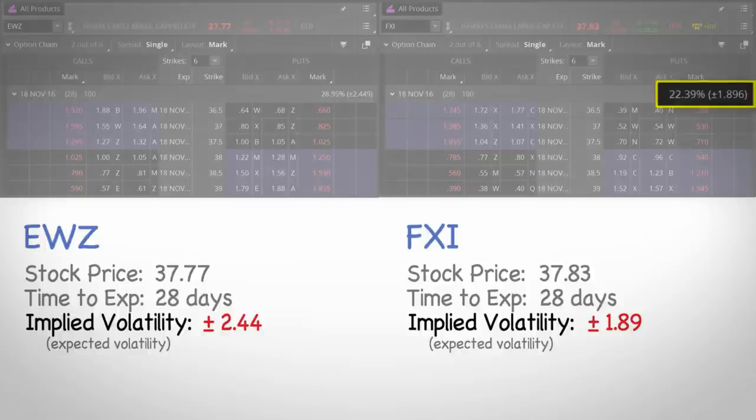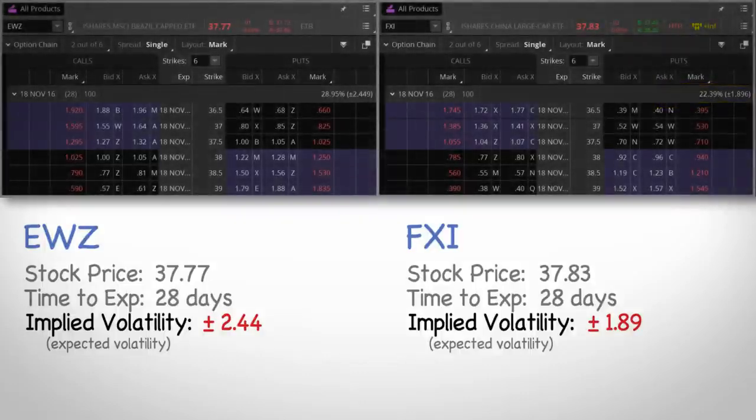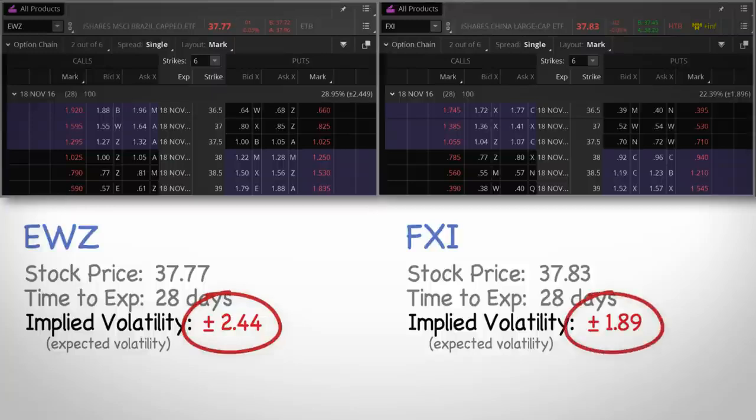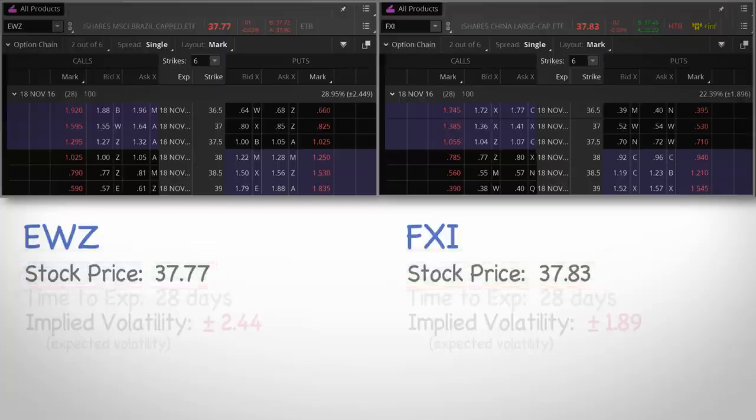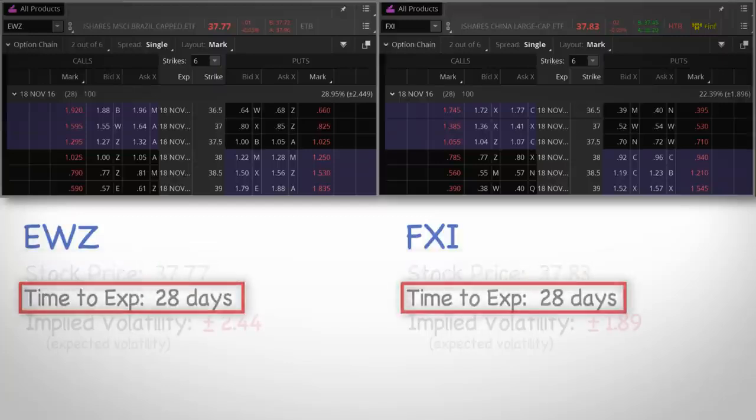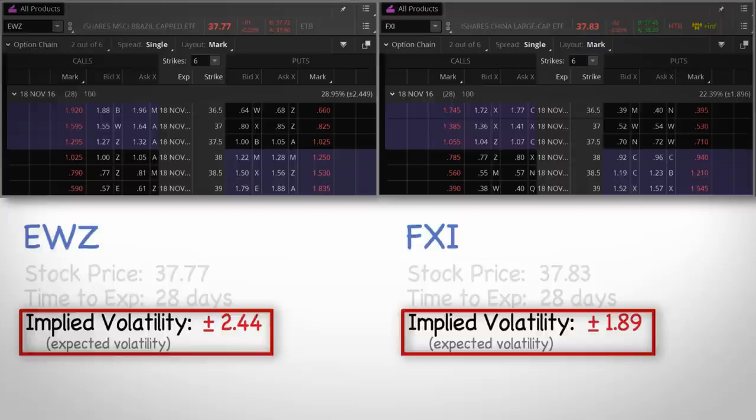Now, don't overcomplicate it. The only reason I show you these expected ranges is simply just to demonstrate that EWZ is expected to have more volatility than FXI. Or in other words, EWZ is expected to make a larger move over the next 28 days, and FXI is expected to make a smaller move. So same price of the underlying, same time to expiration, but different implied volatility.